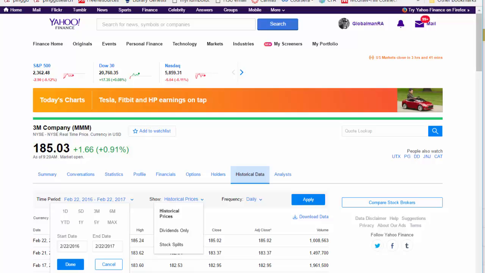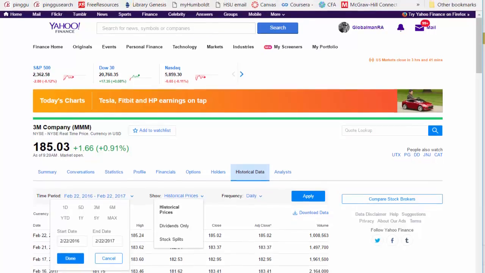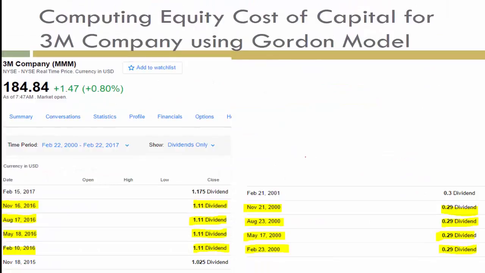But I have just the screenshot from that section, so let's focus on here. So we have here the stock price is 184.84, right? And we need to calculate the dividend growth. That's why I have a screenshot from the dividend payout. So I just got the information that we need for this purpose.